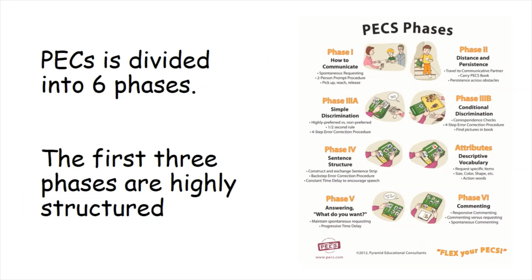So PECs, more about PECs. It's divided into 6 phases. The first 3 phases are highly structured. So phase 1 is how to communicate. Phase 2 is distance and persistence. Phase 3A is simple discrimination. Phase 3B is conditional discrimination. Phase 4 is sentence structure. Phase 5 is answering what do you want, and phase 6 is commenting.